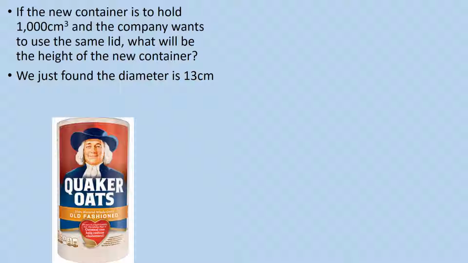They want to make a new container. And the new container is supposed to hold 1,000 centimeters cubed. The company wants to use the same lid. What will be the height of the new container? We just found out the diameter should be 13 centimeters. Go get the formula. There it is. What do we know? We know the volume and we know the diameter.